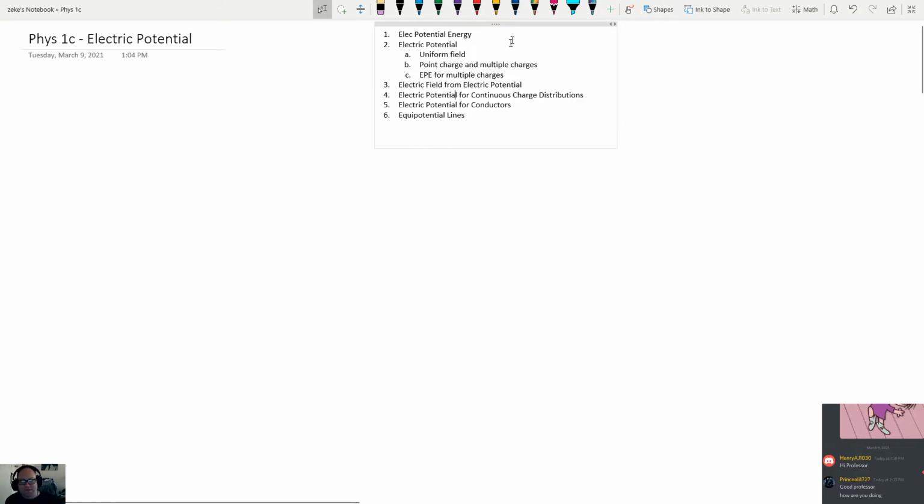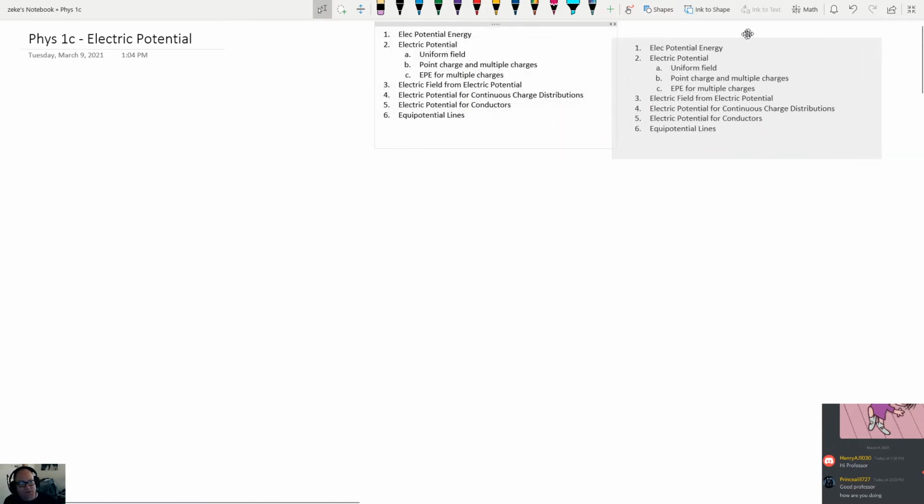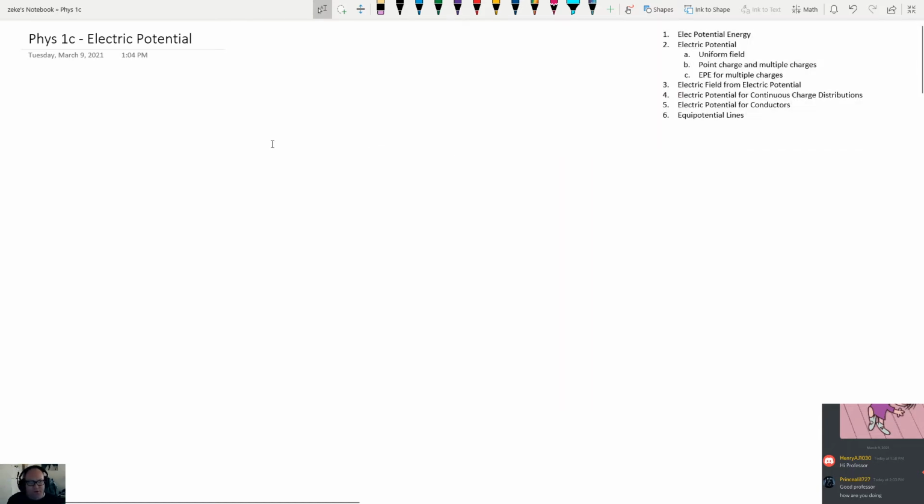The first thing to do is to define what electric potential energy is. We're going to do it in the same way we defined gravitational potential energy, if you happen to remember that. And if you don't, I'll go through it and we'll do an analogy between the two because they're very similar.